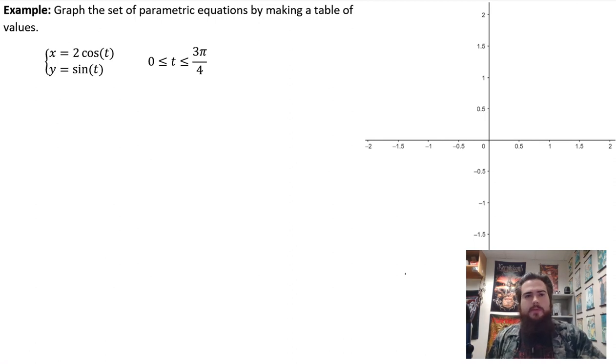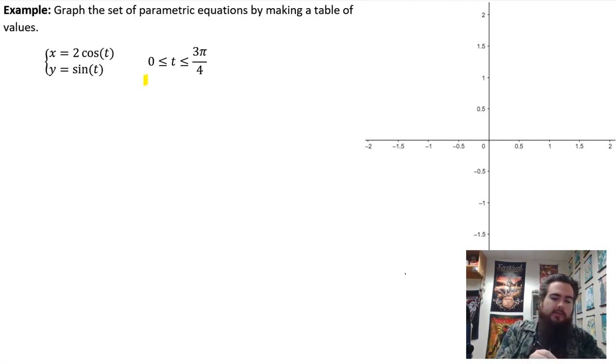In this example, we have graphed a set of parametric equations by making a table of values. We have x defined as equaling 2 times cosine of t, and y defined as equaling sine of t. T is going to be our parametric variable. It will define what is happening as we progress through time. That's how you can think about t.